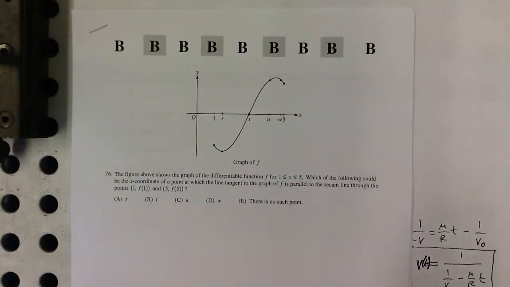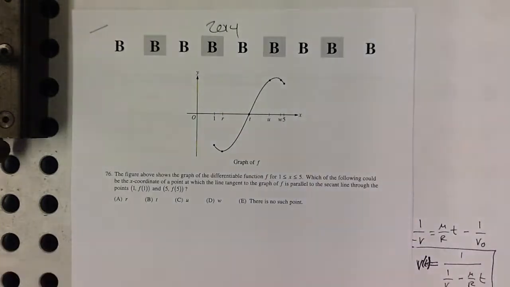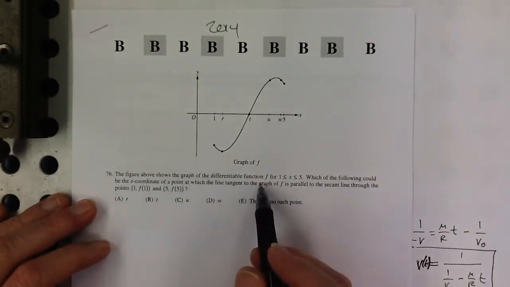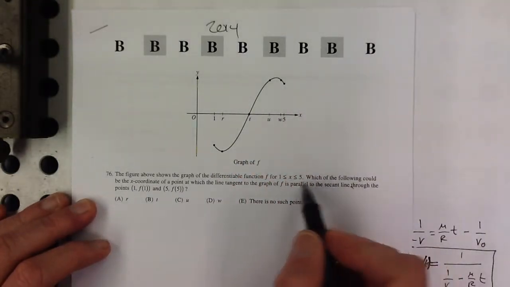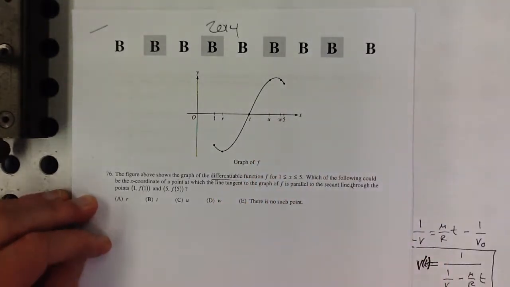Hey, here's some problems from 2014. Some of them, maybe we can use our calculator. We'll find out. Actually, we can use a calculator for all of them, but as you will find out in these calculator sections, only about half of the problems require calculator use. So, anyway, the figure above shows the graph of this differentiable function. Differentiable means there's no sharp corners or jumps or holes or vertical asymptotes.